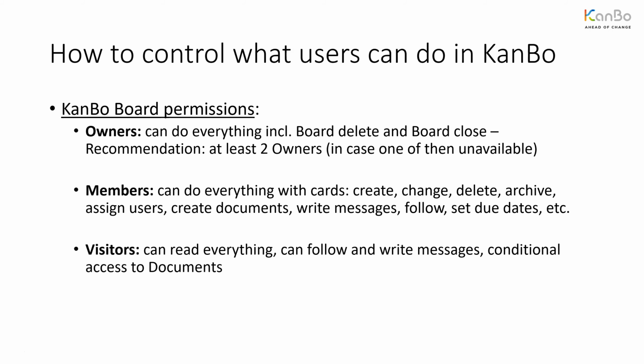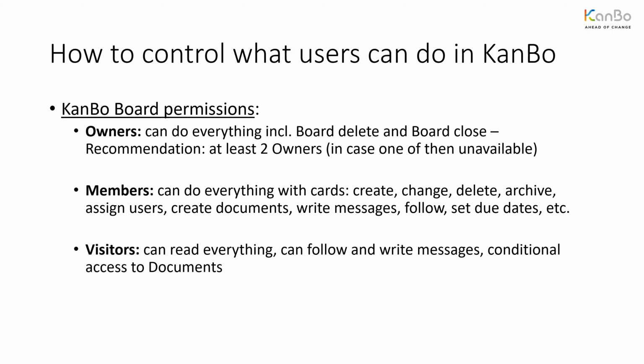And the lowest level is the visitor level, which is someone who can basically come into the room but cannot touch anything and cannot change anything. So the only thing that visitors can do is obviously follow certain cards, which then notifies them if something changes in the cards, and they can also write messages. But besides that, they cannot change anything. They cannot change documents. They cannot move a card from one state to another. They cannot check a to-do item as marked as finished and so on. They cannot change any date. They're just visitors. They can only read and write messages into the cards.